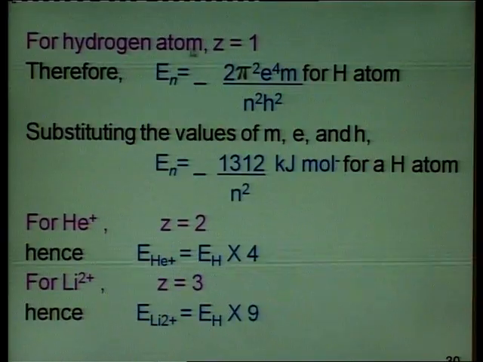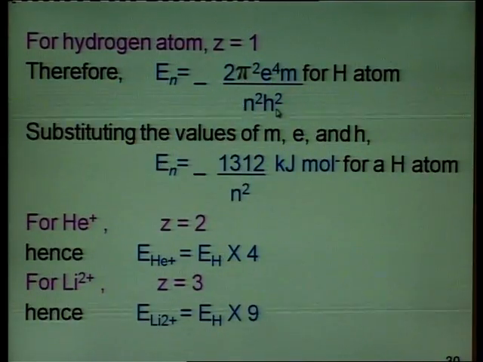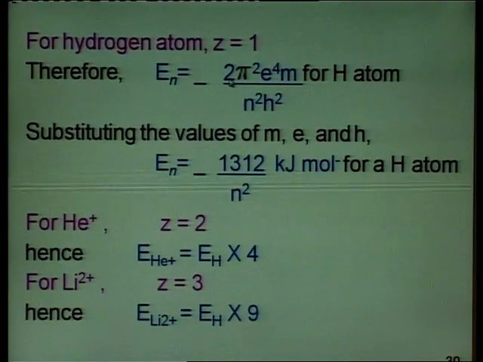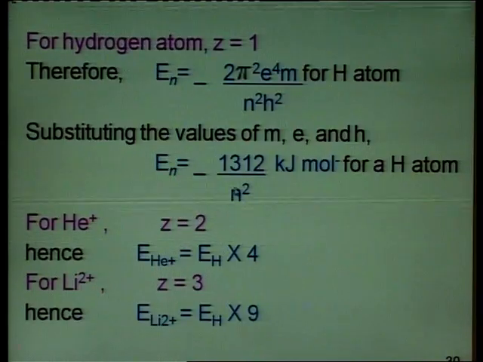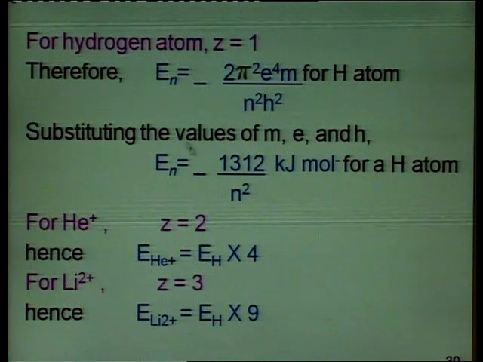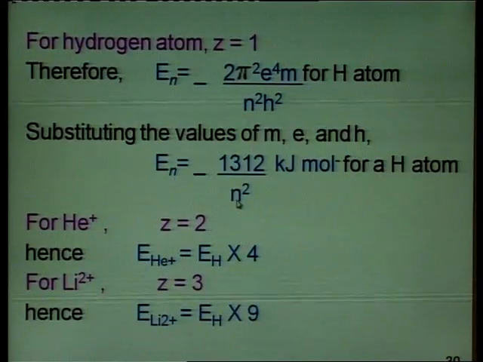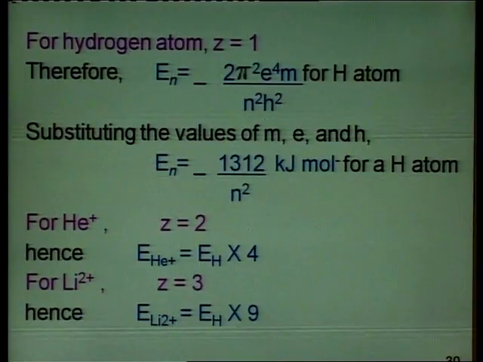For hydrogen atom, the value of z is 1. So, En will be minus 2 pi square e raised to power 4 m upon n square h square. All these values are constant, so the energy of hydrogen comes out to be minus 1312 upon n square kilojoules mole minus 1. This is the energy of the hydrogen atom. We can substitute the value of n. For first orbit we can substitute it as 1, for second orbit as 2, for third orbit as 3 and so on.